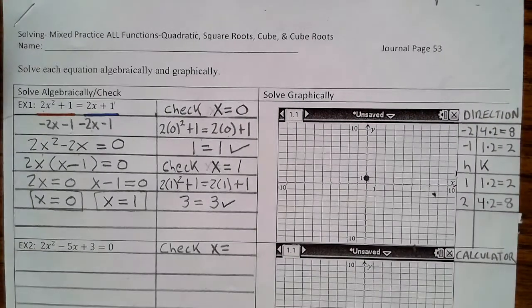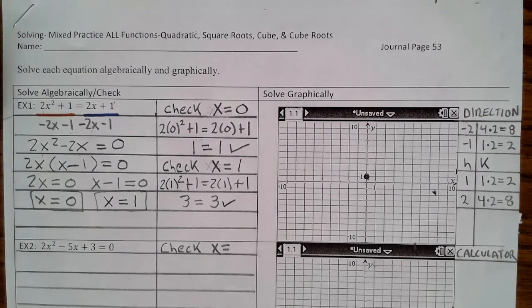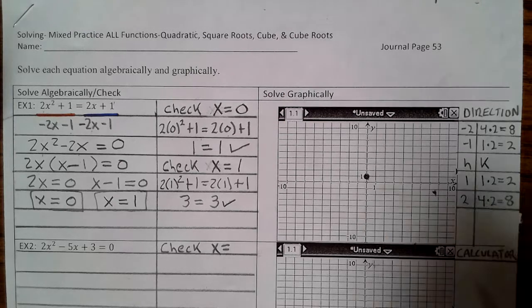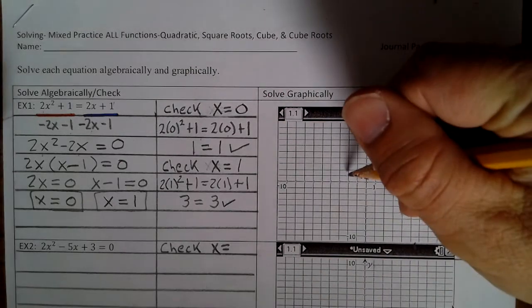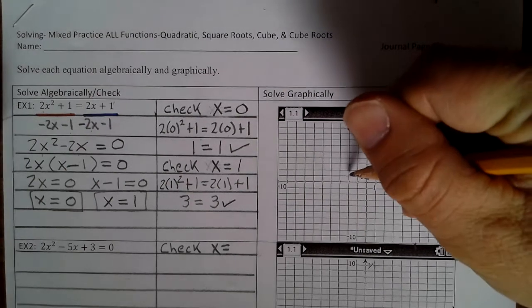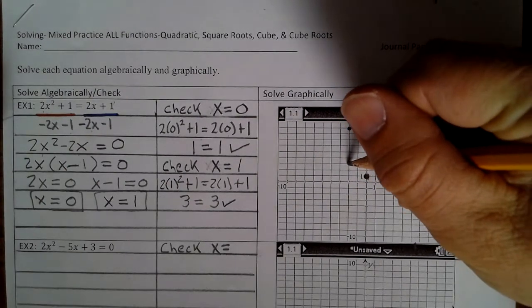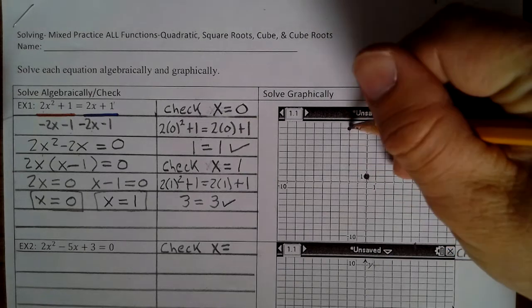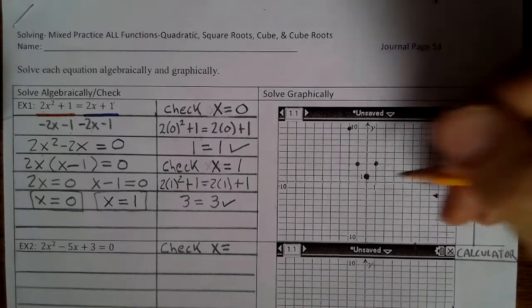Now remember, these are not points, they are directions. So from this vertex, we're going to go left 2, up 8. Let me double check that: 1, 2, 3, 4, 5, 6, 7, 8. And then left 1, up 2. Right 1, up 2. And then right 2, up 8.